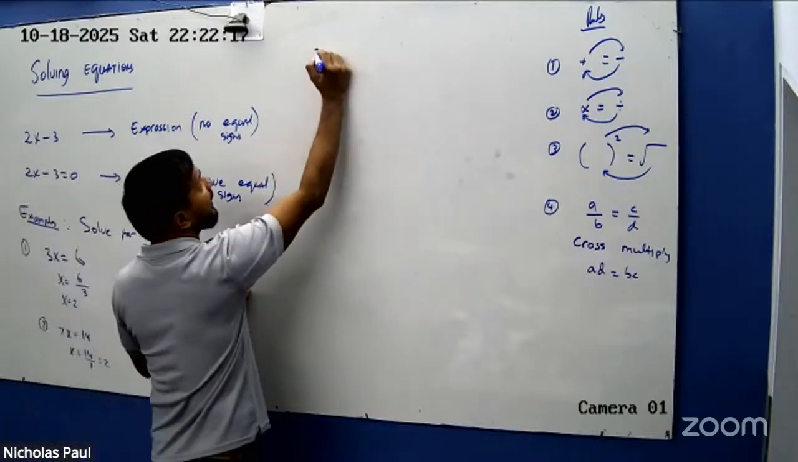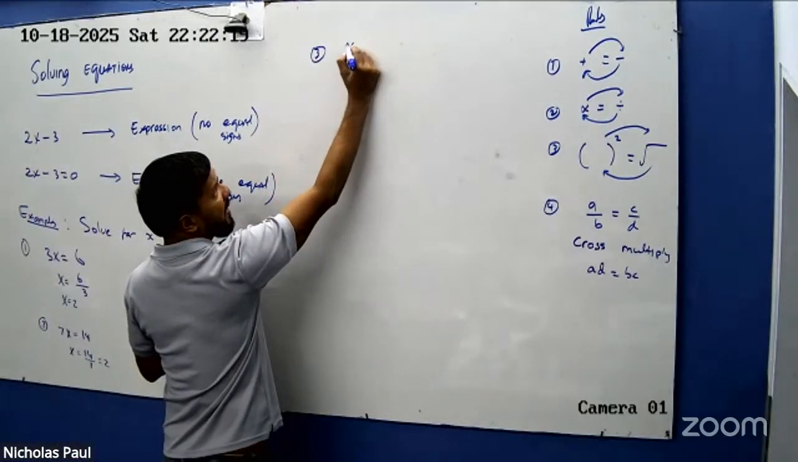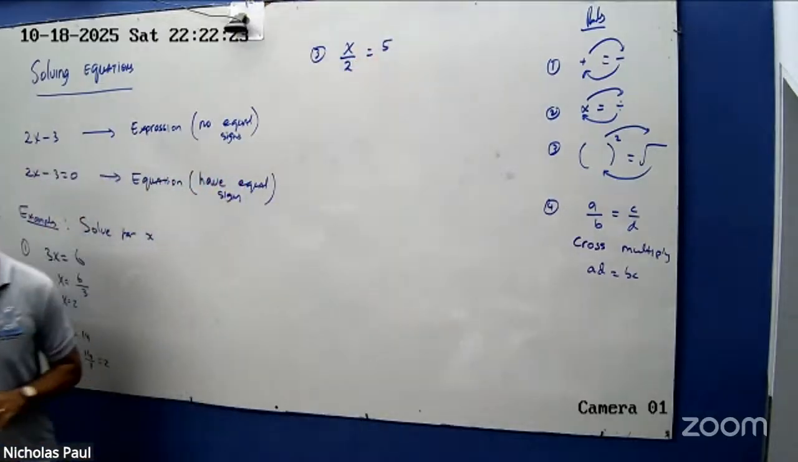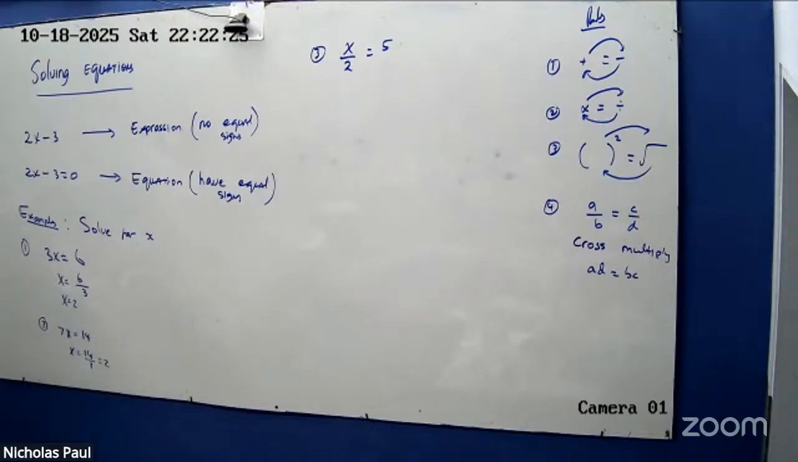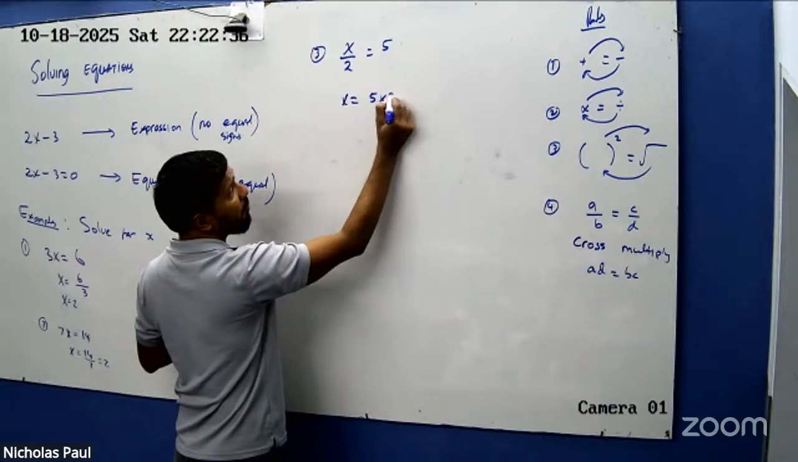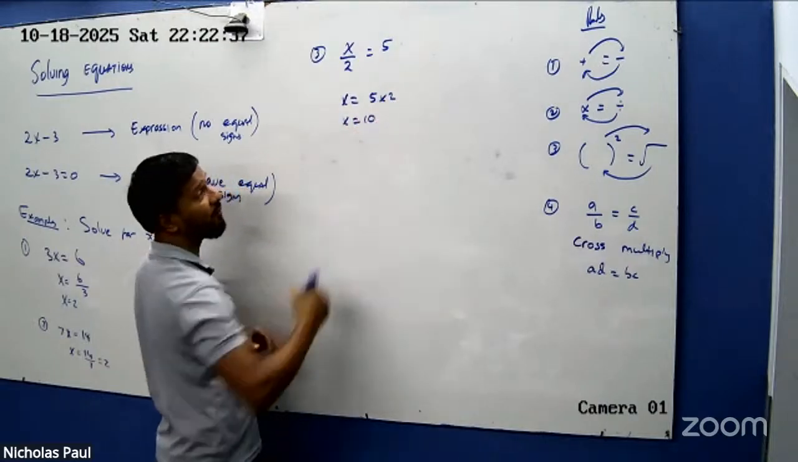Let's go again. What would happen if I had x divided by 2 is 5? What are we doing there? We divided. So when you move divide across, it becomes what? Multiply. So the answer will be x is equal to 5 multiplied by 2, which is 10.